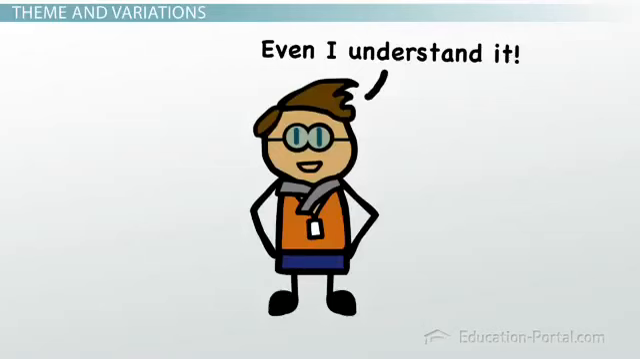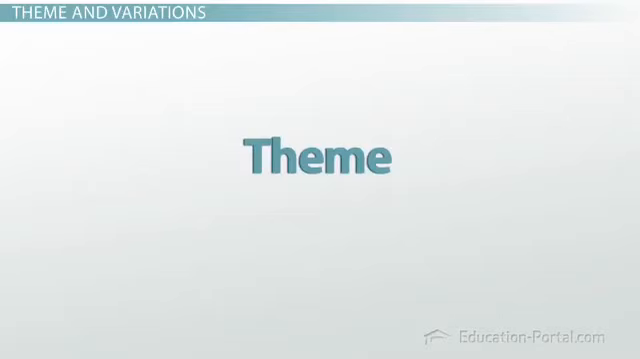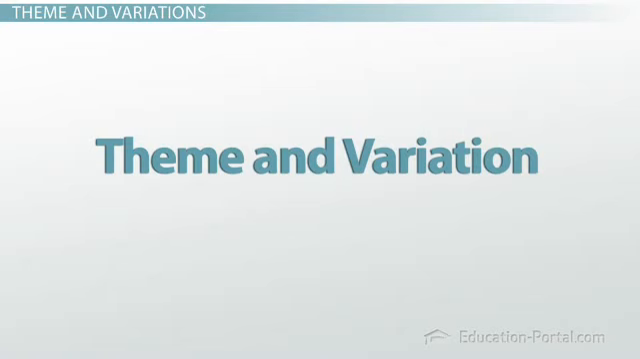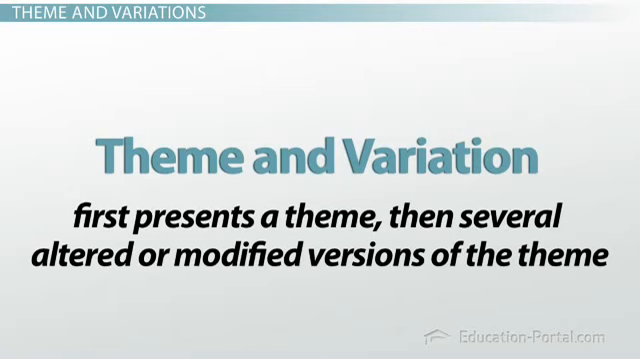Theme and variations is one of the most simple forms to follow since the entire piece is based on one theme. A theme can be thought of as a small group of phrases that make up a complete musical idea. It's like the topic paragraph of an essay. As you can probably figure out from its name, theme and variations form first presents a theme, then several altered or modified versions of the theme.